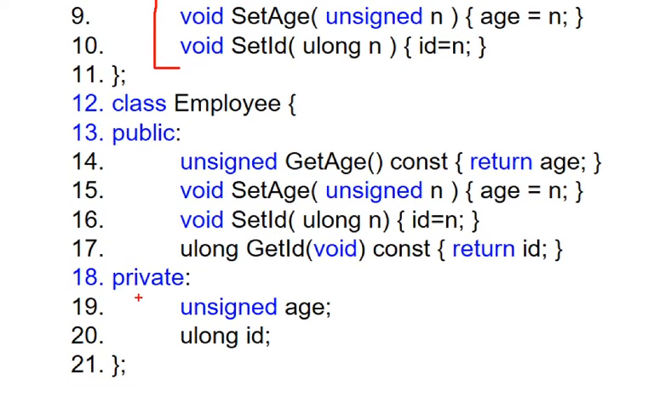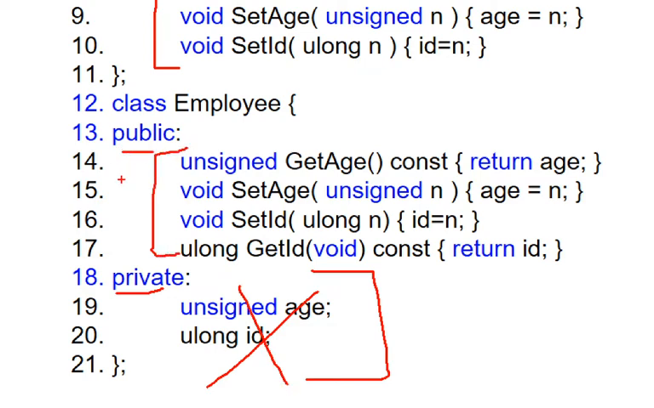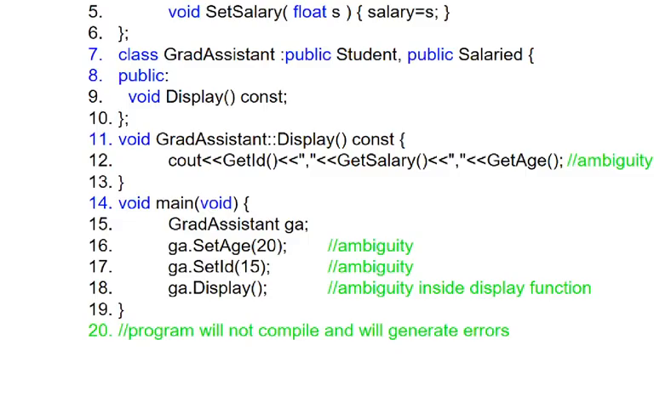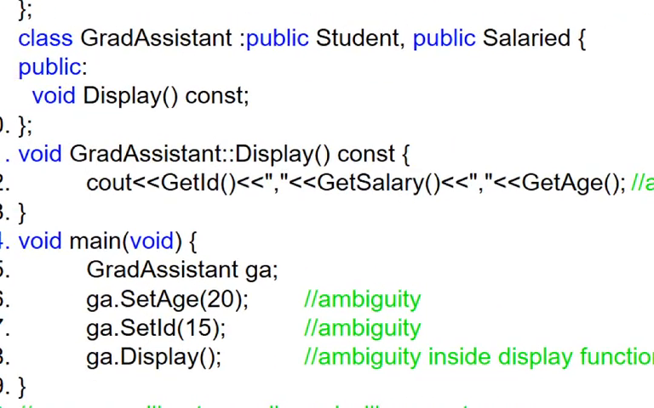Similarly, in the employee class, here explicitly private has been mentioned, so these are not going to be accessible or inherited in the child class. And these four functions, since they are public, are going to be inherited in the child class, right? So this is how it works.